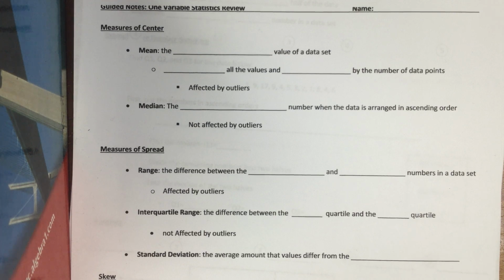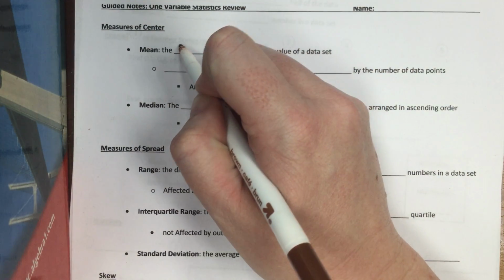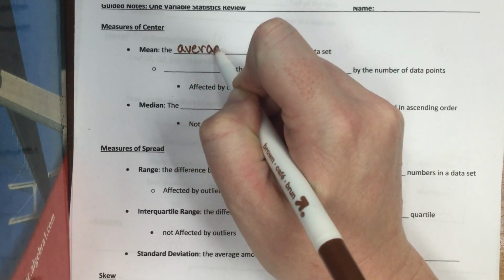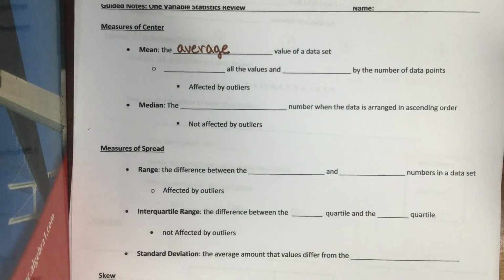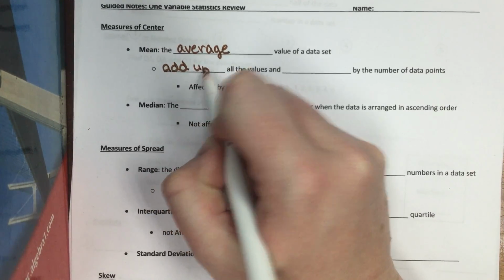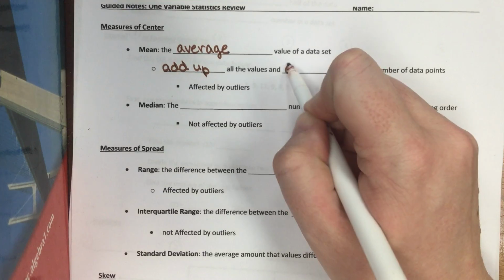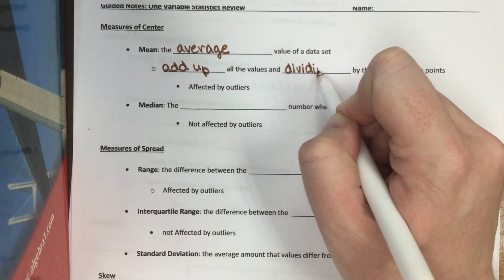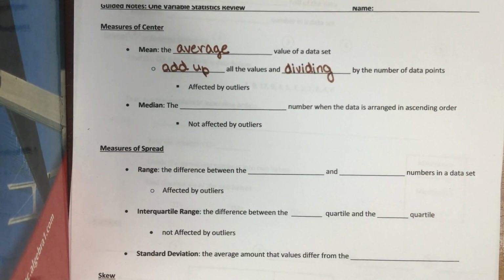Alright, so first we're just going to run through some vocabulary. So hopefully you know these already. This should be mostly a review. We'll see how it goes. First one, the mean is the average of the data set. And you find that by adding up all the values and dividing by the number of data points.